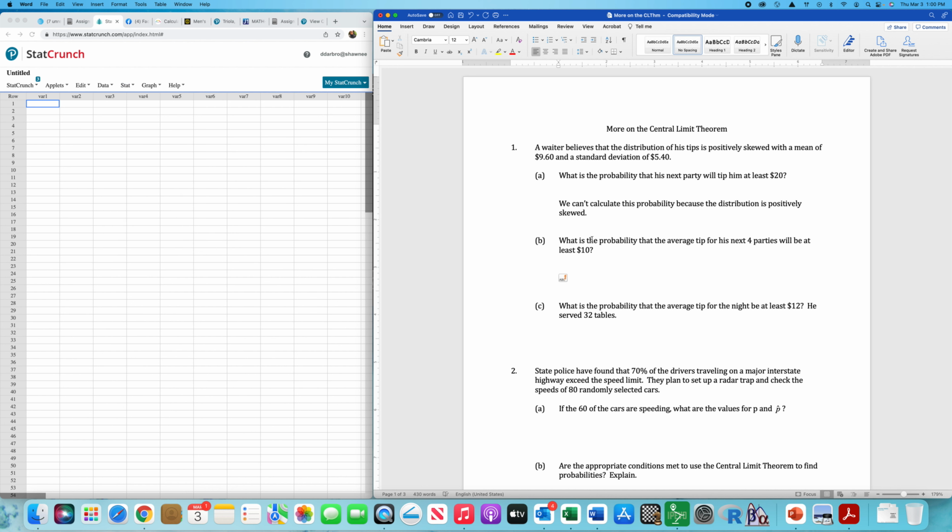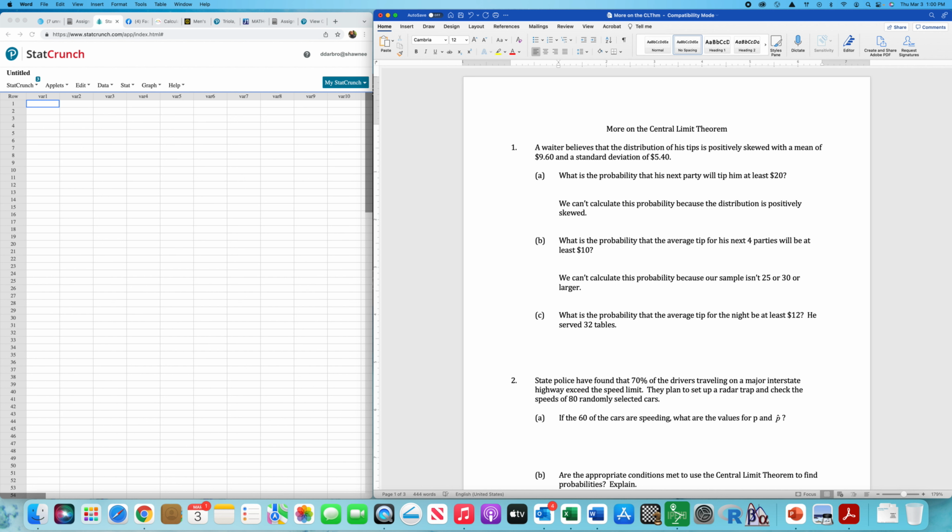So what is the probability that the average tip for the next four parties will be at least $10? Once we get into average tip, we're getting into the central limit theorem. Can't do this problem. Drive me crazy. Because our sample size isn't 25 or 30 or larger.